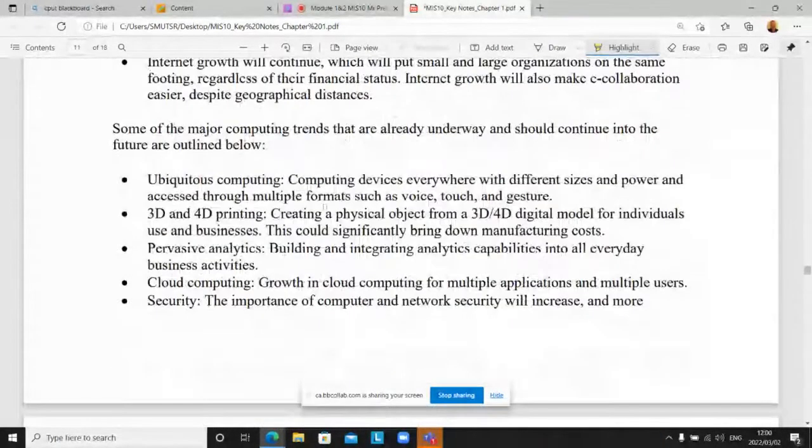Some of the major computing trends that are already underway and should continue into the future are outlined below. And yes, we would like you to know these.